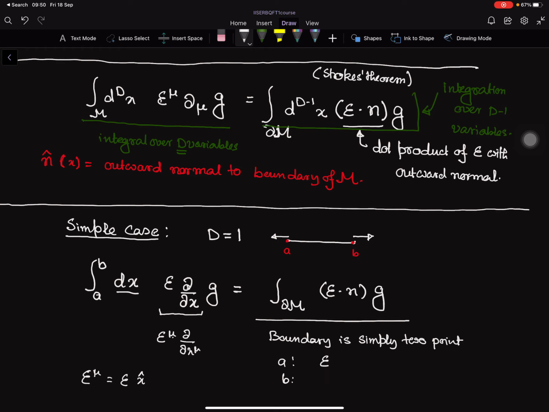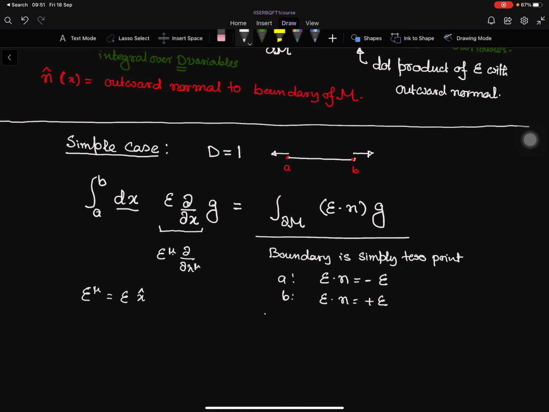At point A, epsilon dot n is minus epsilon. Why? Because the normal is in the opposite direction. At point B, epsilon dot n is plus epsilon. So with this input, the above quantity just becomes epsilon times g of B minus g of A. So this is the exact result that we know from our lessons in definite integrals, but we just derived the same result in a more fancy way, and we will see the advantages later.